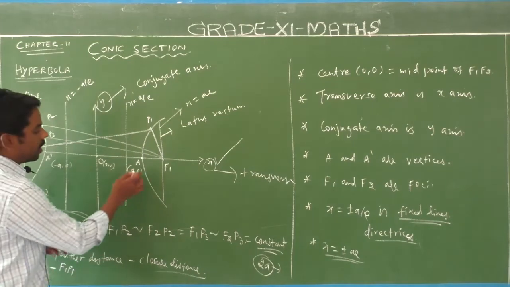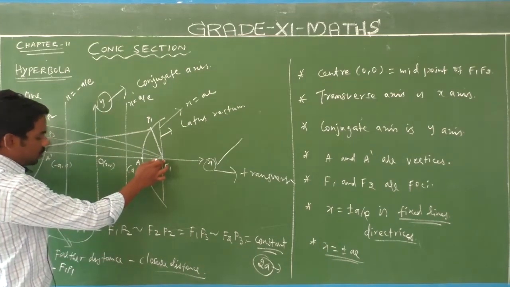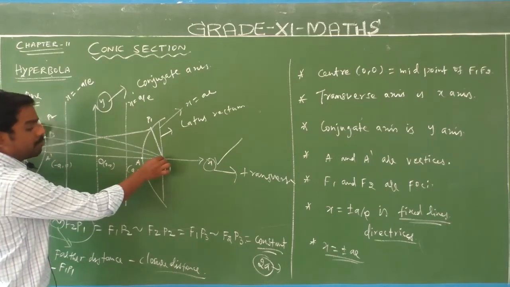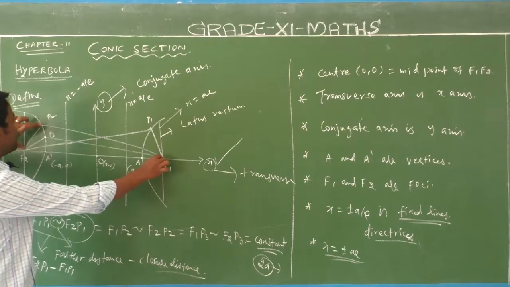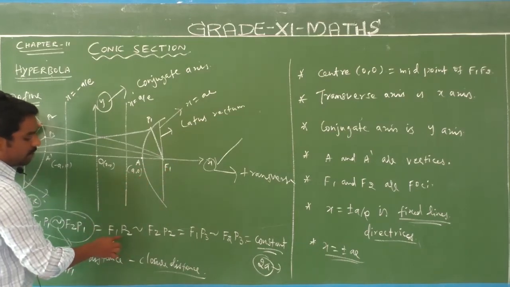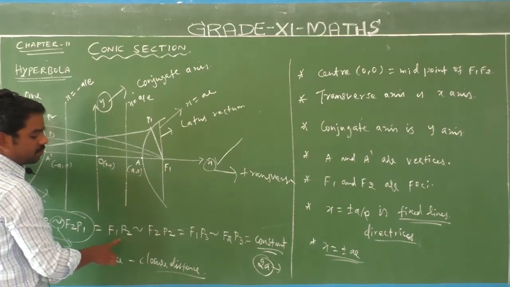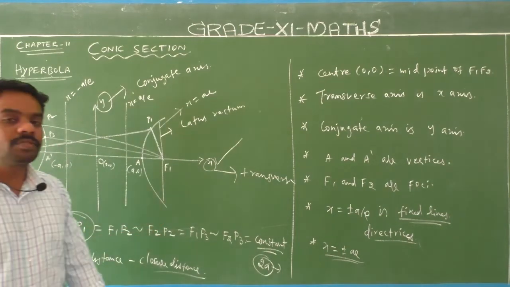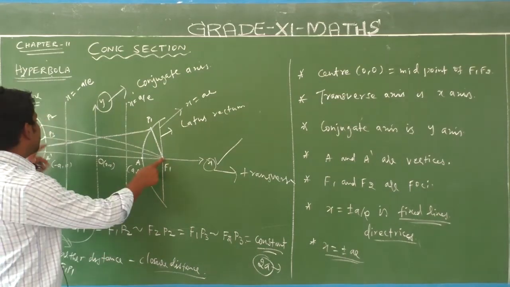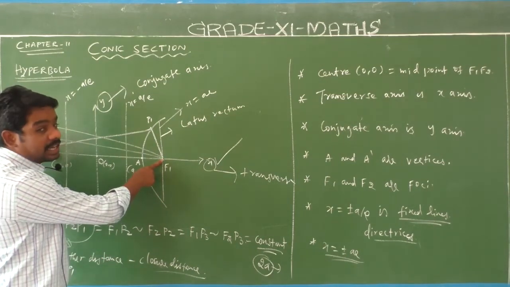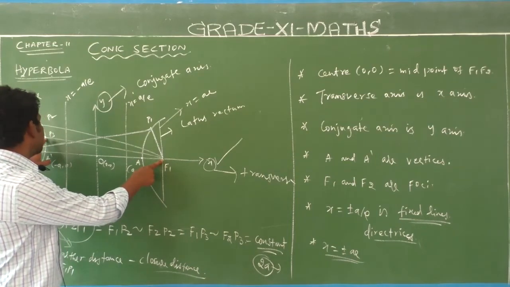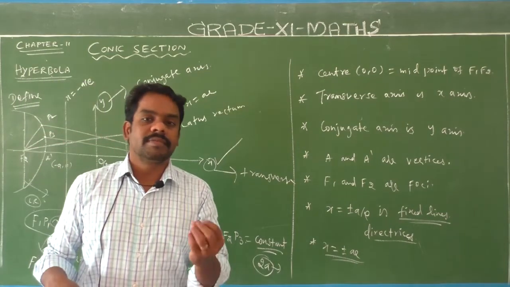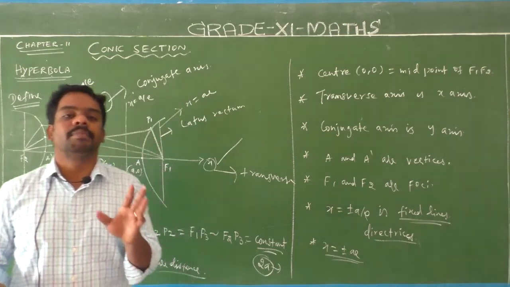Here is F1P2 and another one, F1P2 difference F2P2. Here F1P2 is the longest distance and F2P2 is the closest distance. So the difference is F1P2 minus F2P2. And the third one, F1P3: F1P3 is the greatest value and F2P3 is the smallest. So F1P3 minus F2P3 gives the same constant, and that constant value is only positive.